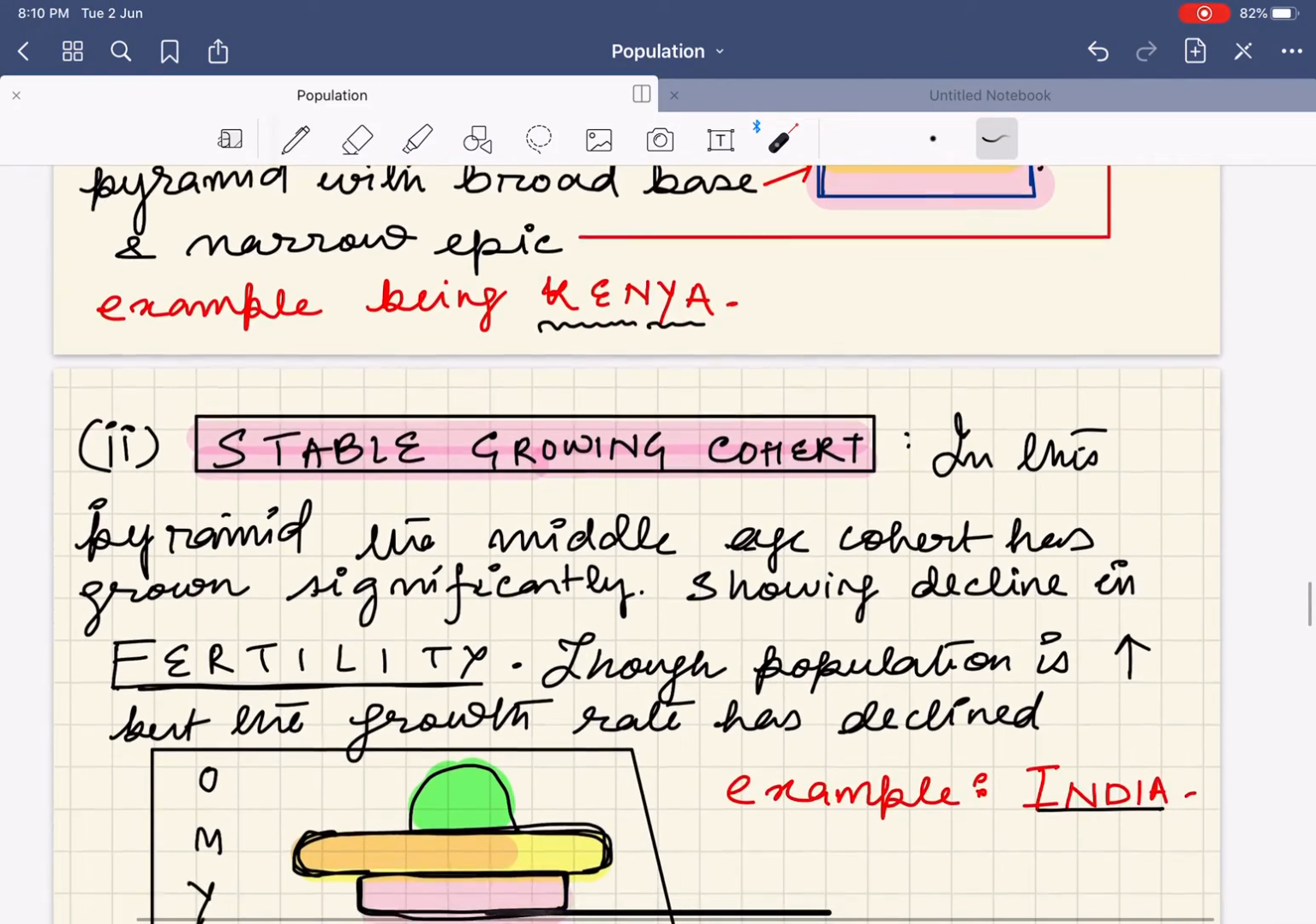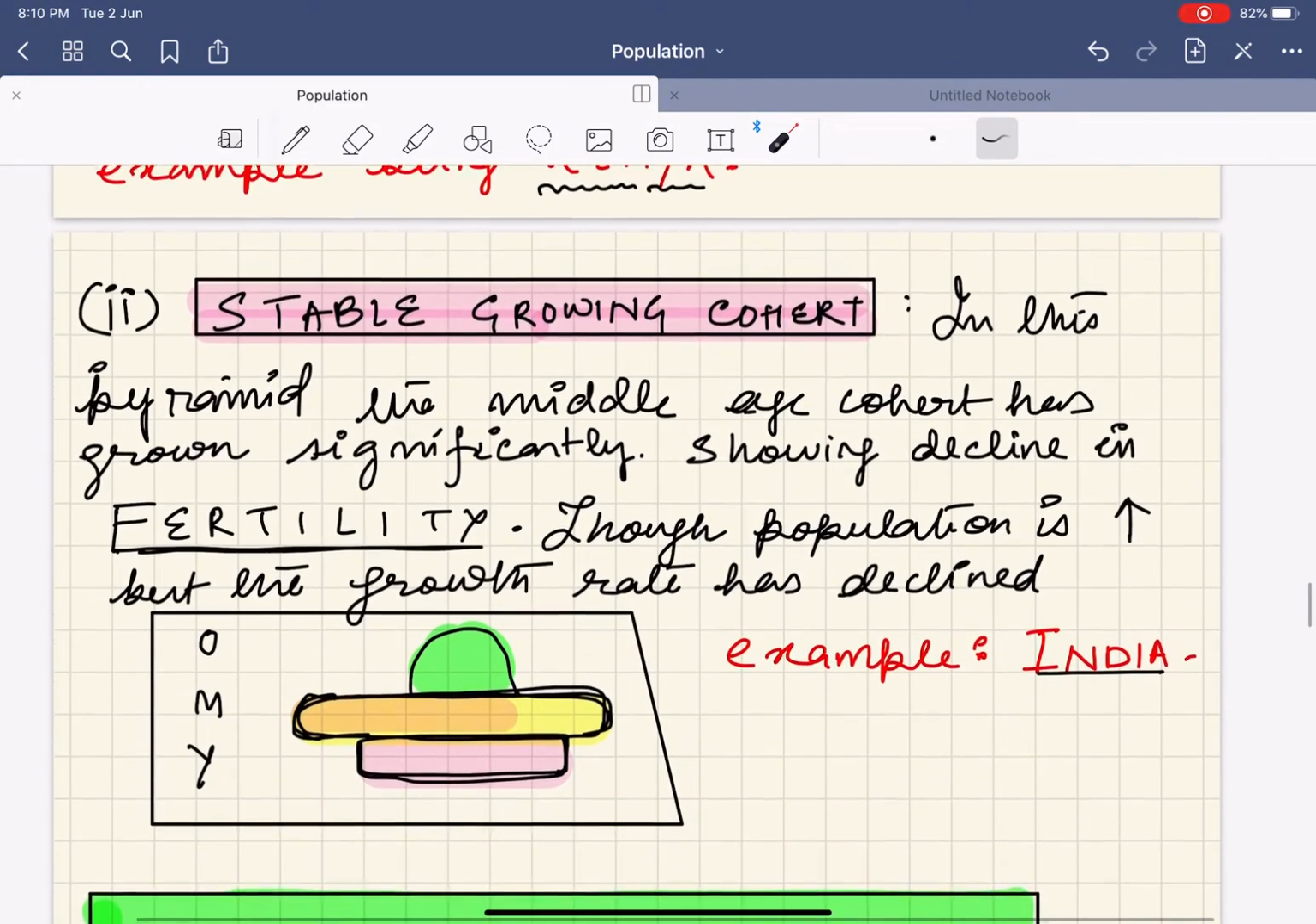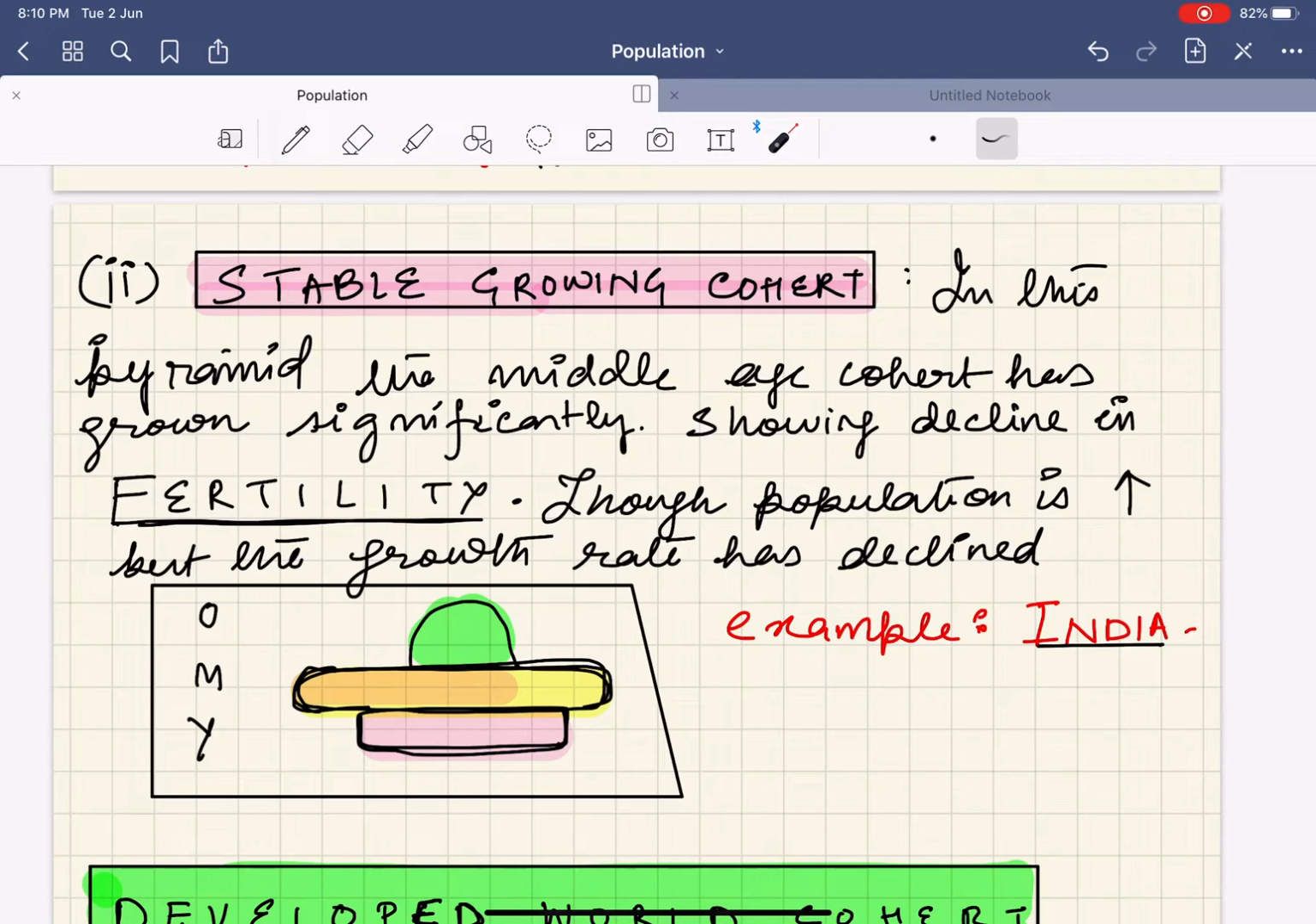Now let us understand the stable growing cohort. Just look into the diagram itself. In the stable growing cohort, what you see is that in the old age there is a considerable population, but in the matured age there is a larger population when compared to the young age. Now when a whole lot of population is in the matured cohort, what it implies is that the population is growing slowly.